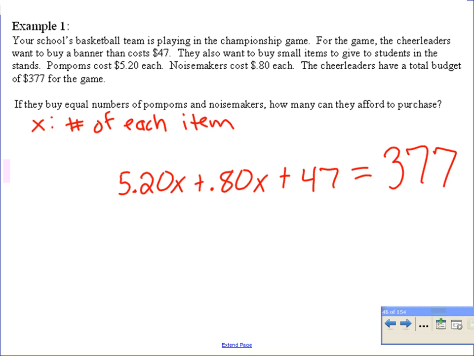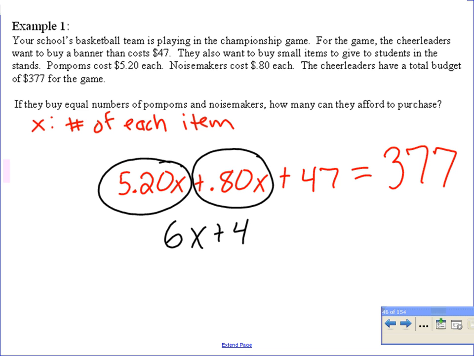Charles, next step. Or go ahead, you have a question. Yep, you can do it like that way. Yes, that's correct. Good. So we get 6x or $6 x plus 47 equals 377. Sorry, writing too many numbers today. Okay. What kind of equation is this? What kind of equation is that, Matt? Now we have a two-step equation.